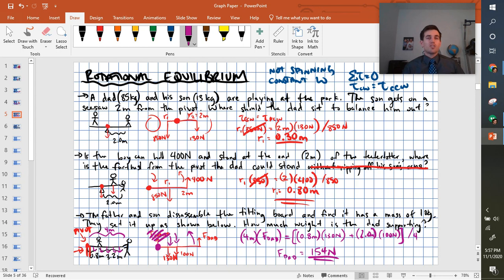Okay, so that is rotational equilibrium problems in a nutshell, how to set them up, some of the key things to look for, and of course, the idea that you can kind of put the pivot point wherever you like.